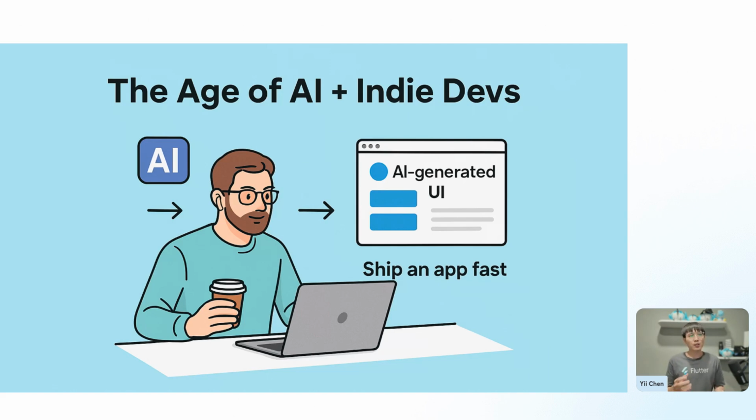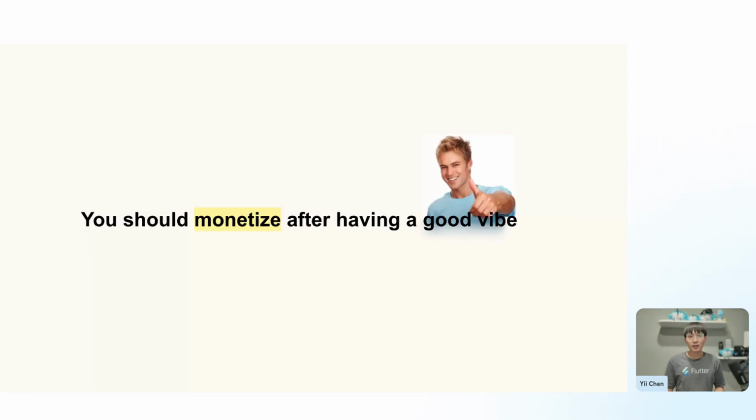So today I want to explore one simple question. When you already have the vibe, the product, and the users, what's the next step? You should monetize after having a good vibe. If you are planning to launch your mobile product and let users pay for the value you provide, then in-app purchases are likely the first big hurdle you will have to face. Today, I will walk you through how we use RevenueCat to help our product monetize efficiently and with high quality.